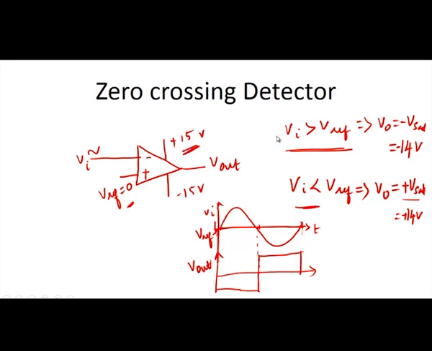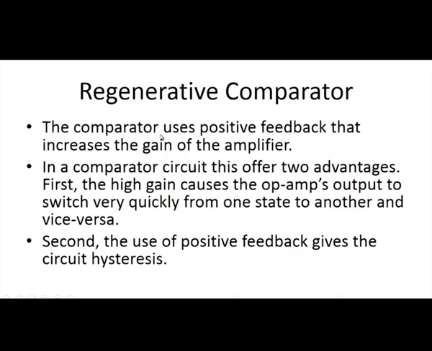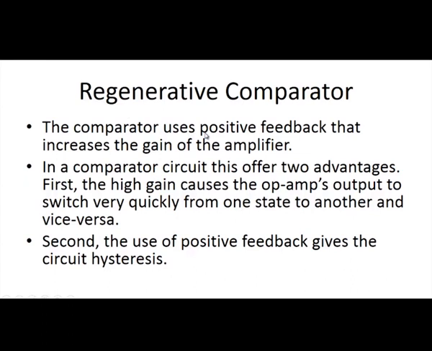And the next one is the regenerative comparator. We know that in the comparator there is no feedback, only the input signal and the reference signal are given to the inverting and non-inverting terminals respectively. If the signal is given to the inverting terminal, it is an inverting comparator. If it is given to the non-inverting terminal, it is a non-inverting comparator. Now let us see the regenerative comparator. In this case, we will be feeding some voltage from the output back to the input.